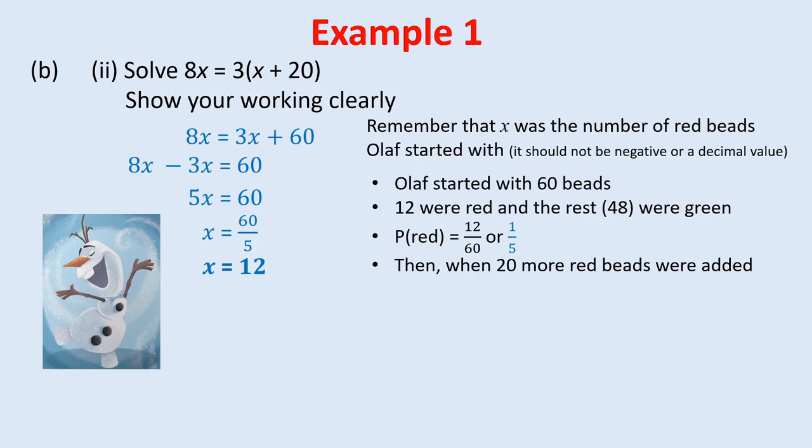And then when 20 more red beads were added, he would have had 12 plus 20, that's 32 red beads. Out of 60 plus 20, that's 80 beads altogether. Now this probability simplifies to 2/5, dividing both top and bottom by 16. Notice our two probabilities for choosing a red bead. The original probability was 1 out of 5. The new probability is 2 over 5. And the new probability for choosing a red bead is twice the old probability for choosing a red bead.